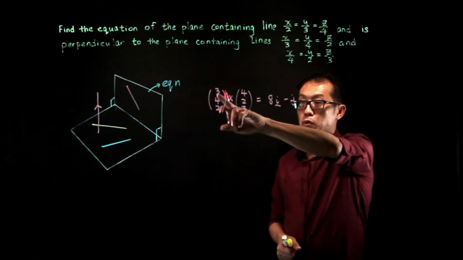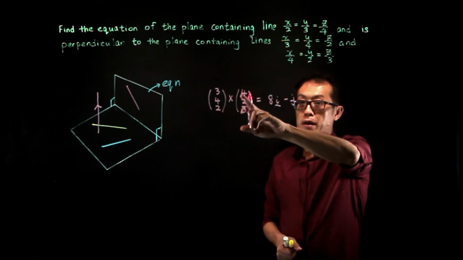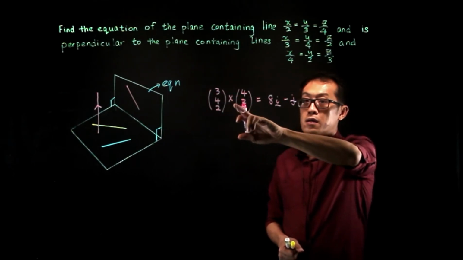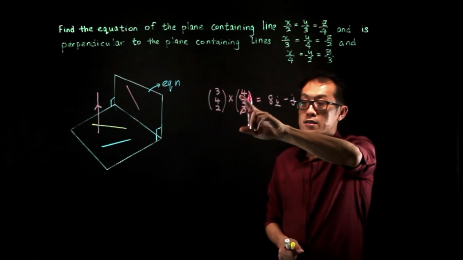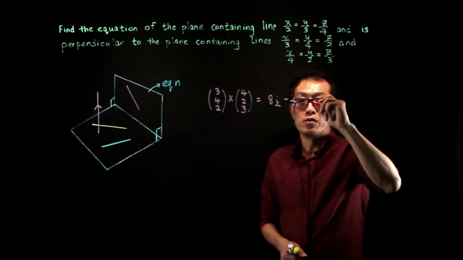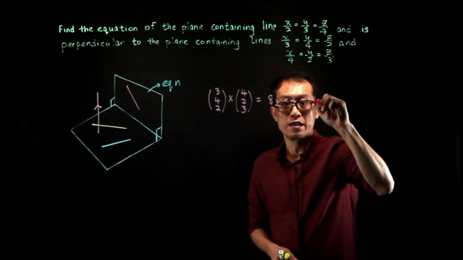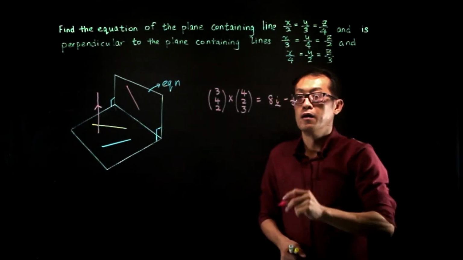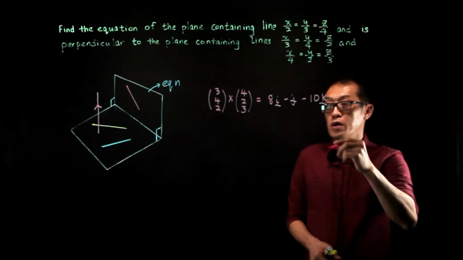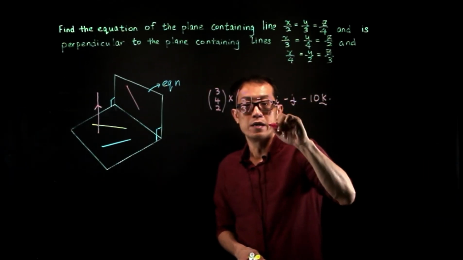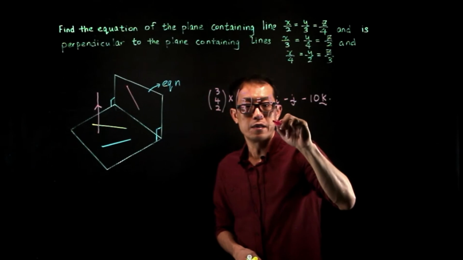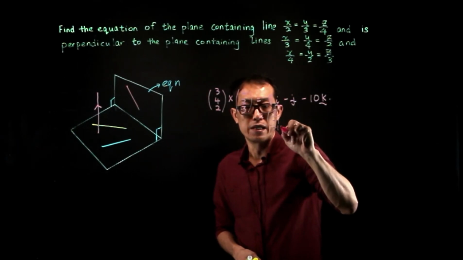Then let's do the k component. So this is 6 minus 16. 6 minus 16 you get minus 10. So this is minus 10k. Okay? So if we write it in column vector it will be 8, minus 1, minus 10.